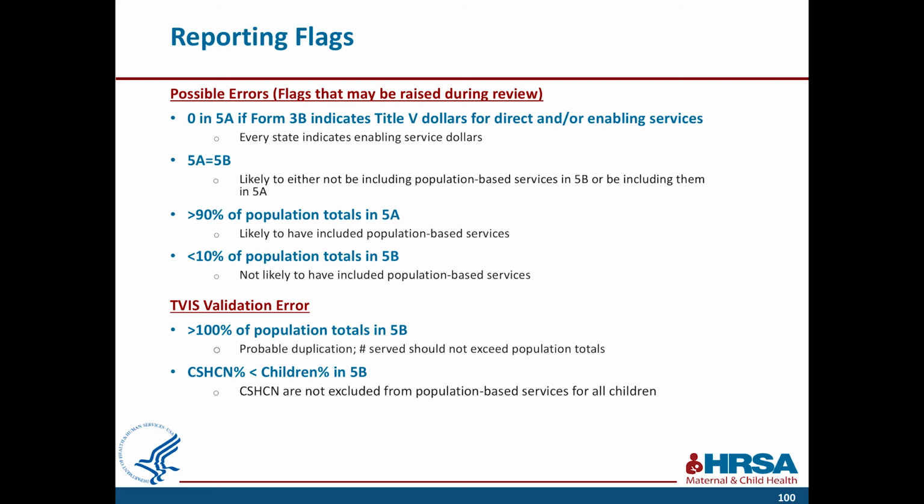And also, if your children with special needs percent is less than their percent for children in 5B, then you probably haven't really excluded children with special needs from population-based services.